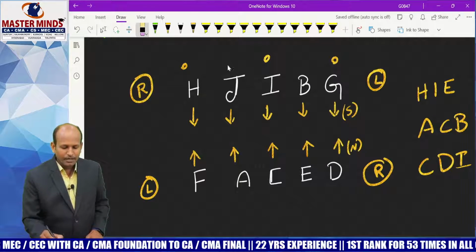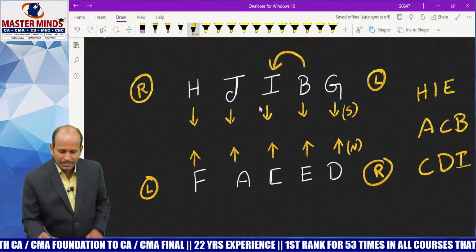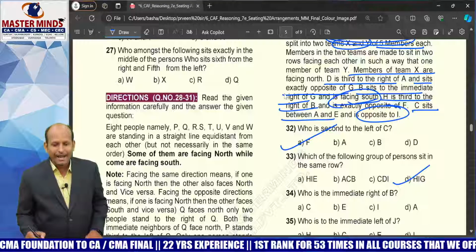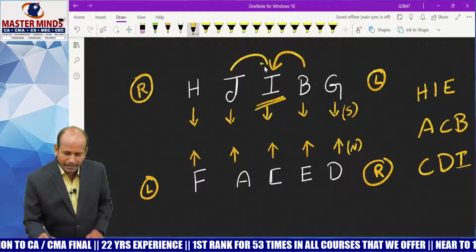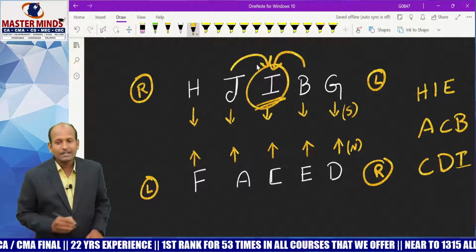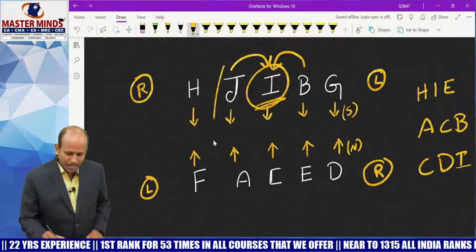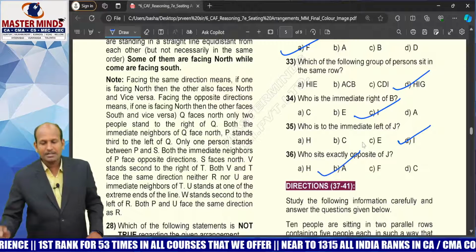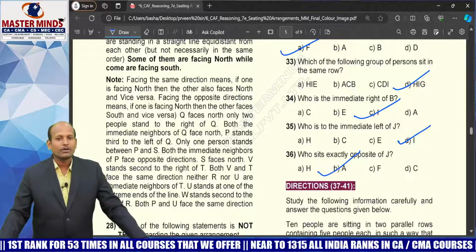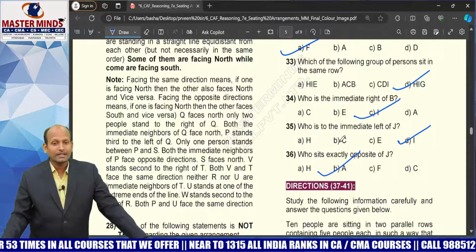Who is immediate right of B? Immediate right of B means our left side. So who is immediate right of B? That is I. Who is immediate left of J? J's immediate left means our right side. That is also I itself. Who is opposite to J? J is exactly opposite to the letter A. That means option B is your answer. Okay. So this is the way you need to calculate a double-lined seating arrangement.